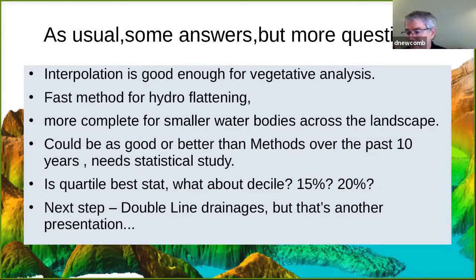I think it's as good as the other methods over the past 10 years for the ponded water bodies, not the double line. Double line drainages are going to need some work. One thing I would like to do is the quartiles for the next best step. We need to go to maybe decile, 15 percentile, 20 percentile, and see if there's something that works a little better.